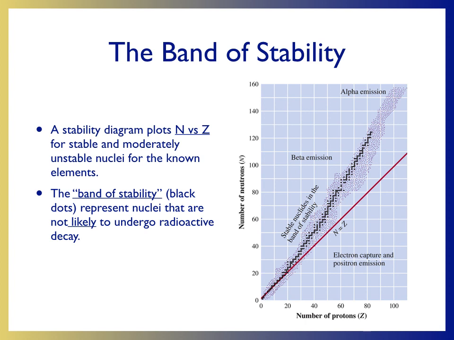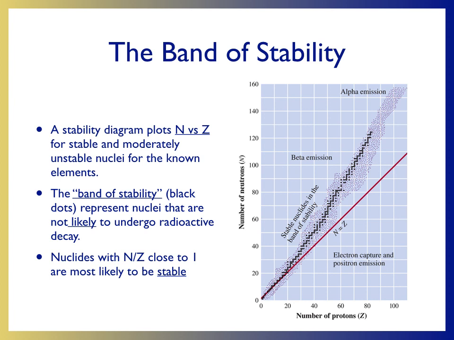Also plotted on the graph is a red line that represents the case where the number of neutrons and the number of protons, N and Z respectively, are equal to one another. You can see that at low atomic numbers and low numbers of neutrons, that red line lines up almost perfectly with the band of stability.